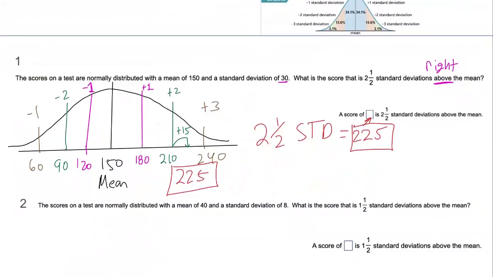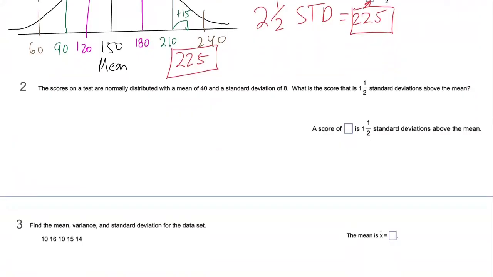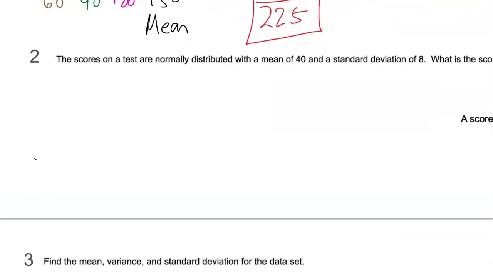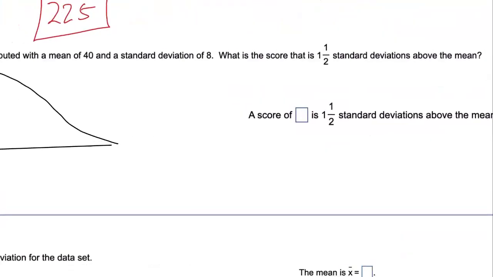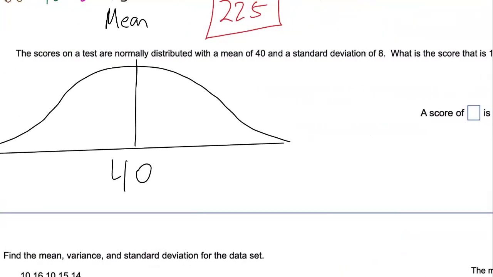All right, let's do the next one. So number 2, the scores on a test are normally distributed with a mean of 40. The standard deviation is 8. What is 1.5 standard deviations above the mean? Same thing, draw the bell curve. Draw the mean. Luckily, it's asking us what is standard deviation above, so we're going to go to the right. So 1 standard deviation to the right is 48, right? Because 1 standard deviation is 8. Now it wants to go 1/2. So if I want to go half a standard deviation, what would it be then?